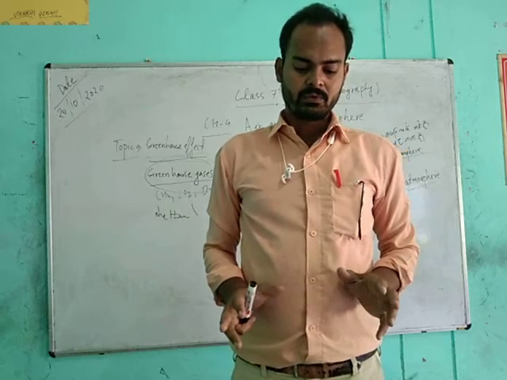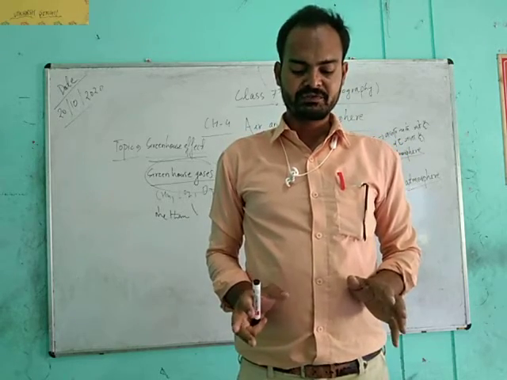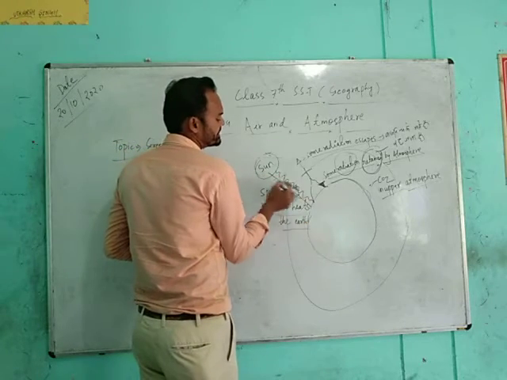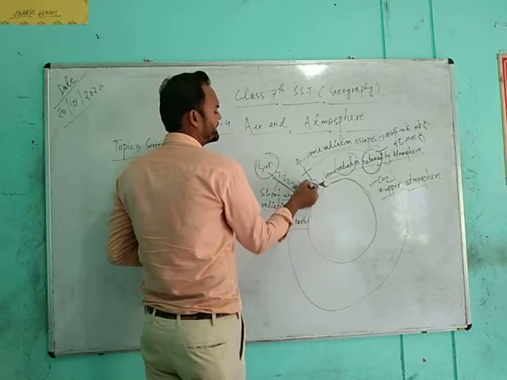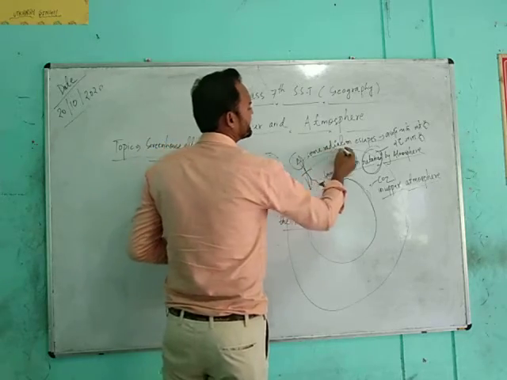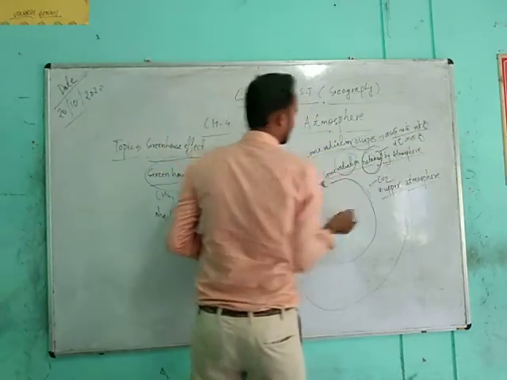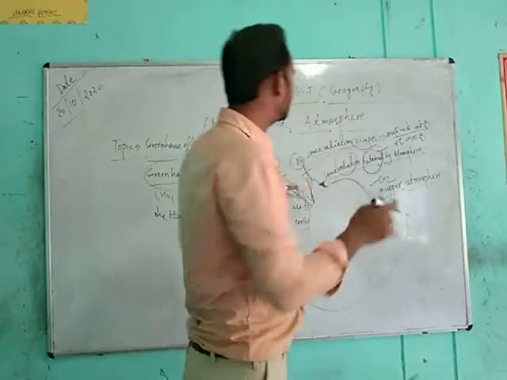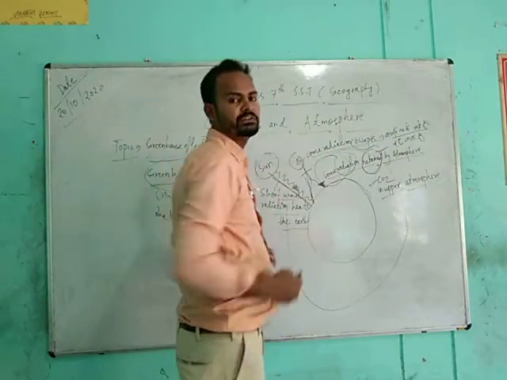Some of the heat that reaches the Earth's atmosphere is reflected back. Some heat reaches the Earth's surface, some heat is reflected back or escapes, and some heat is retained in the atmosphere.